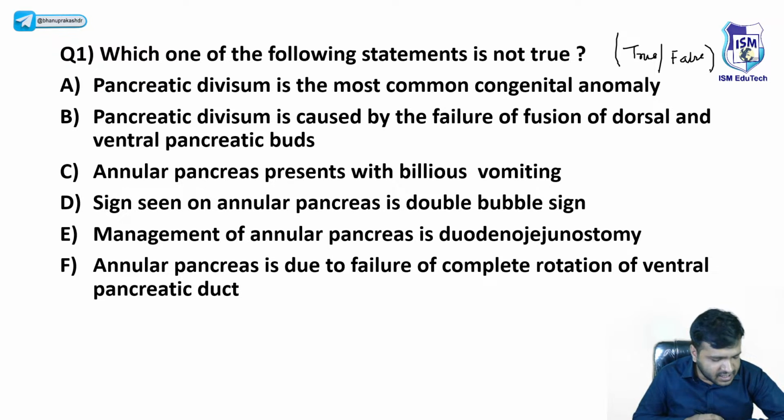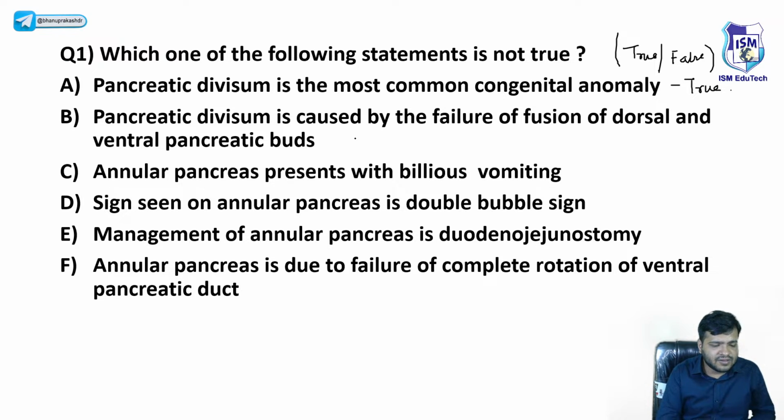Pancreatic divisum is the most common congenital anomaly. So the first statement, Anushka says it is true. Manish says it's true. Yes, guys, it is the true statement. The second part, pancreatic divisum is caused by the failure of fusion of dorsal and ventral pancreatic buds. Is it true or false? Aditya says it's true. नहीं बेटा, it's true ना? True होगा अनुष्का. Ventral और dorsal आपस में फ्यूज ही नहीं करेंगे, अलग अलग रह रहे हैं ना. Ventral and dorsal are not fusing with each other. So yes, it is also true.